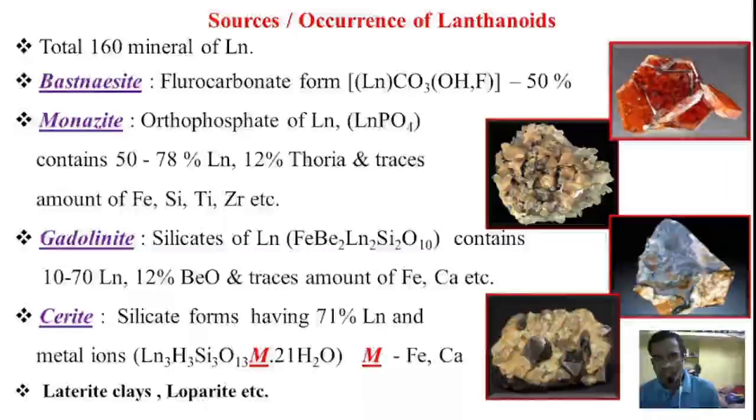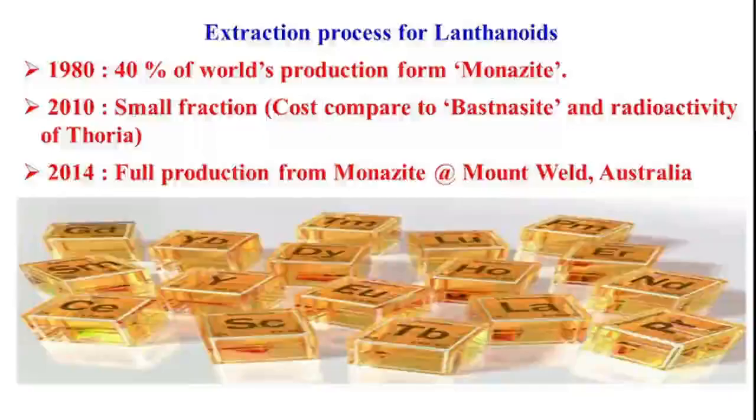Gadolinite is a silicate form of the lanthanides, which contains nearly 10 to 17% of the lanthanides, with barium oxide and trace amounts of some transition metals, and some non-transition elements like calcium also. Cerite is one in which the lanthanides exist in the form of silicates having 71% of lanthanides, and a certain amount of trace iron as well.